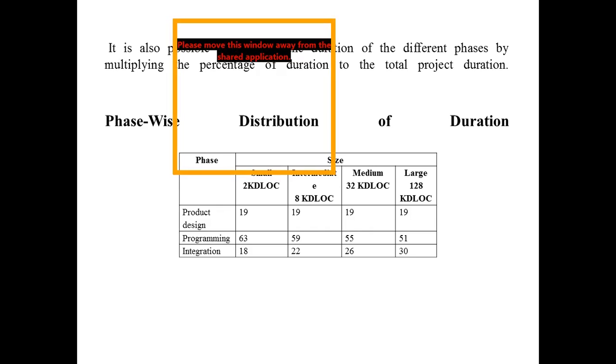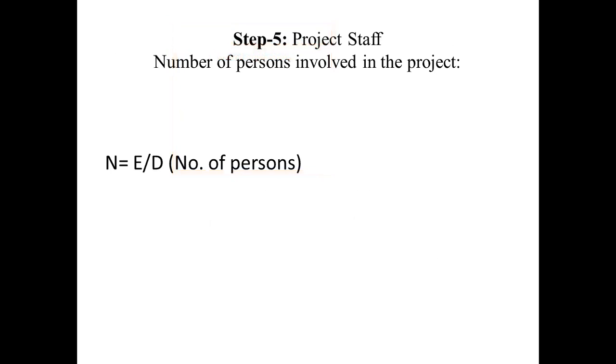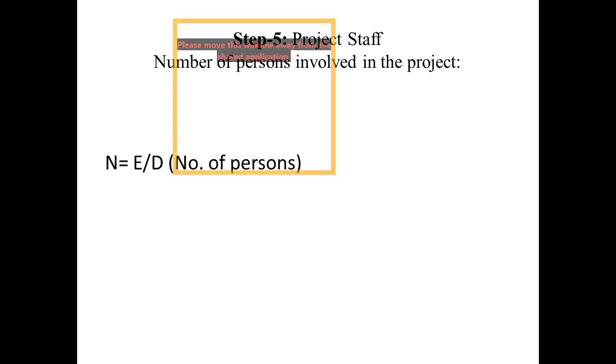Now come to the next slide. Finally, we will calculate the project staff, meaning the total number of programmers needed, or we can say the number of persons involved in the project, or labor required to complete the project. We can use anything here.